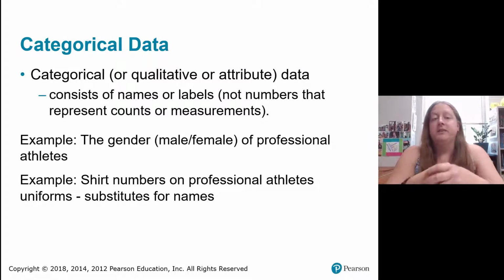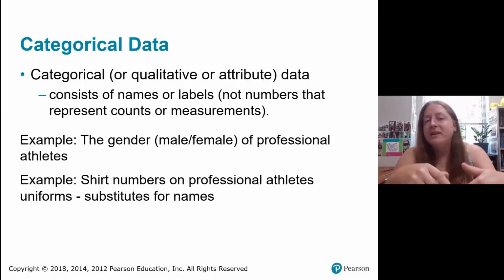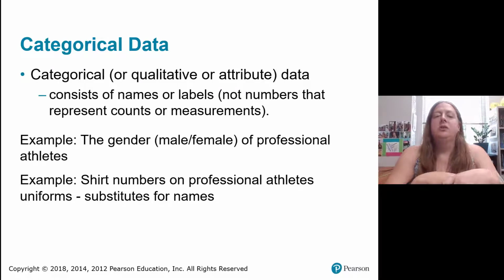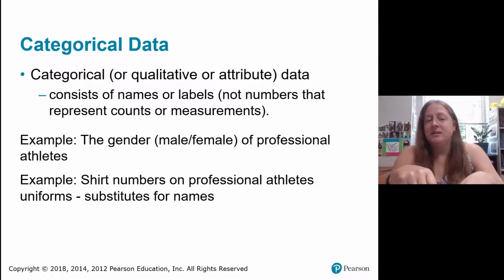Another label that we could give to data is categorical data. Categorical data is qualitative or based on attributes. So this could be things that have names or labels. So favorite colors, gender, shirt numbers on professional athletes. Those are numbers, but they're really a substitute for names. They represent a name and not some numerical value. So that's categorical data.